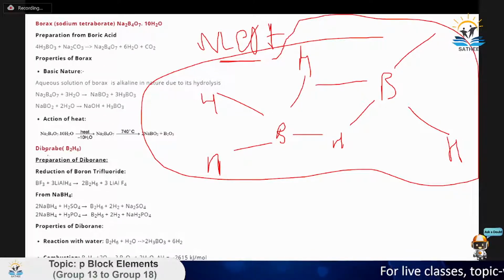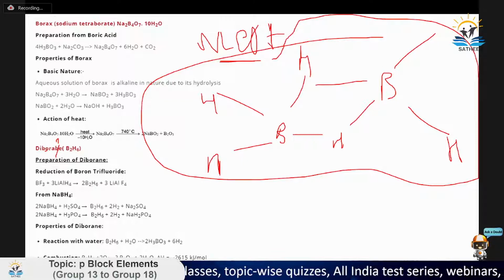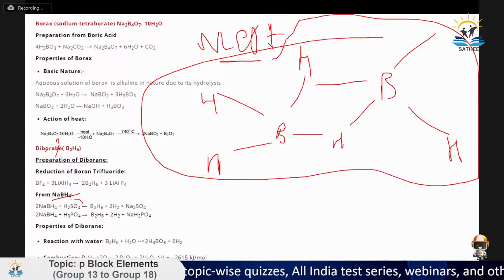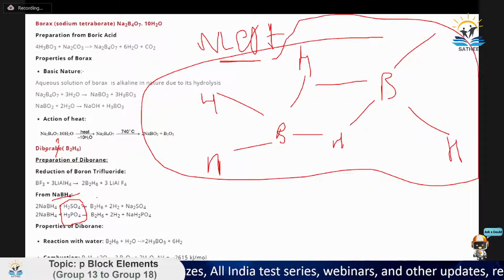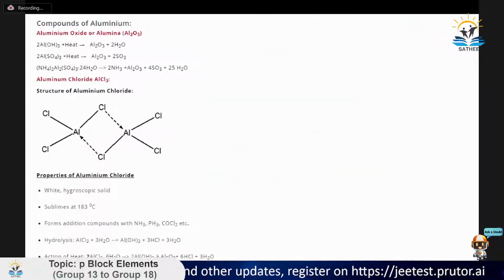And also diborane, it's not borate, it's borane. How can you prepare it? You can just take BF3 and react it with LiAlH4, and you get B2H6 molecules. Same thing, you can use NaBH4 along with sulfuric acid or phosphoric acid, and you will get diborane. And diborane with water gives basically orthoboric acid. Kind of like when you're hydrolyzing a hydride, you get an acid. That is simply the same thing.